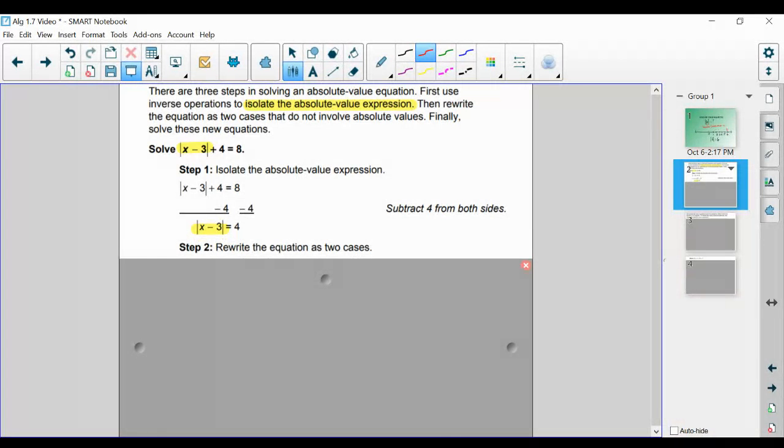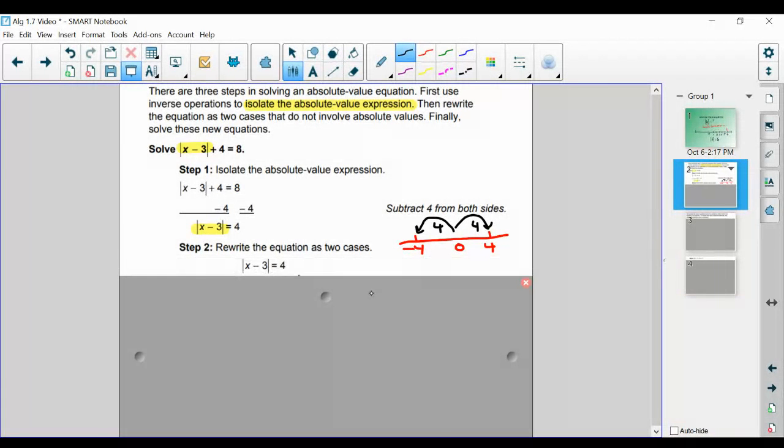So we have to rewrite the equation as 2 cases. We know it has to be 4 units away from 0. If I had a number line, say at 0, I know 4 is 4 units away from 0, but so is negative 4. The distance is still 4 units. Since we're 4 units away from 0, we have 2 possible cases here.